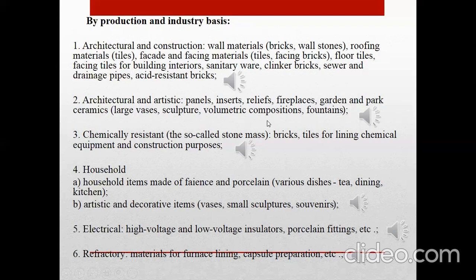2. Architectural and artistic: panels, inserts, reliefs, fireplaces, garden and park ceramics, large vases, sculpture, volumetric compositions, fountains. 3. Chemically resistant: so-called stone bricks, tiles for lining chemical equipment and construction purposes.